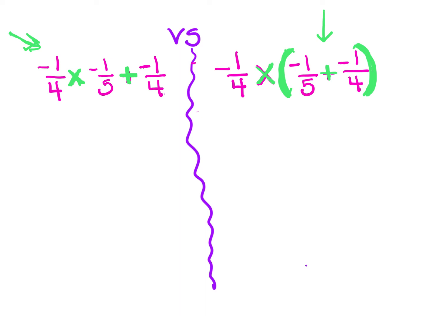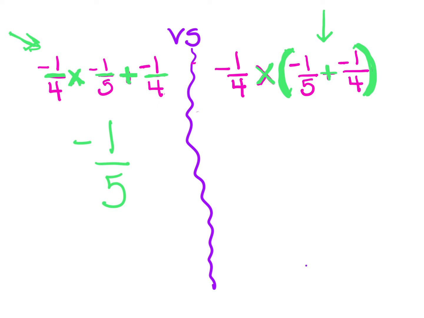So, our first problem, let's punch it in. Here we go. Negative 1 ABC 4 times negative 1 ABC 5 plus negative 1 ABC 4. When you're ready, hit equals. You should have gotten negative 1/5. But let's see what happens when we add a set of parentheses.